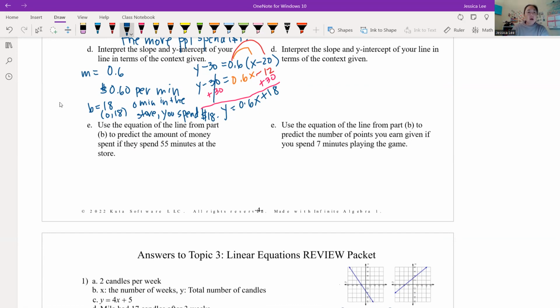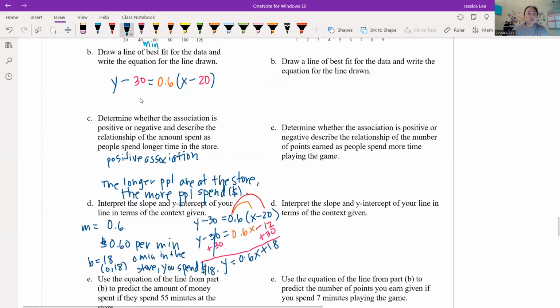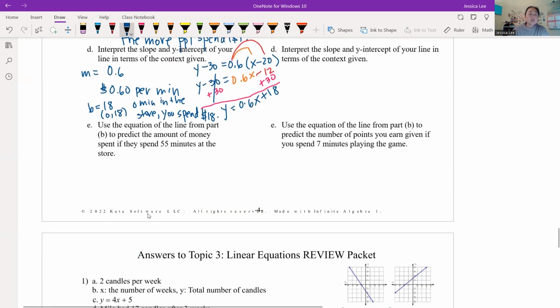Let's try this out. The last one, use the equation of the line from part B, this one right here, to predict the amount of money spent if they spent 55 minutes in the store. I'm going to use the slope-intercept form just because we have it. It's already solved for y. Remember, this 55 is our x, because x is talking about the number of minutes. So y is equal to 0.6, and instead of x, we're going to put in 55, plus 18.